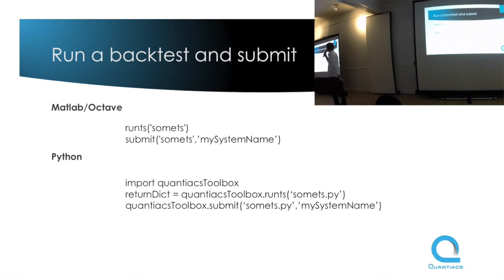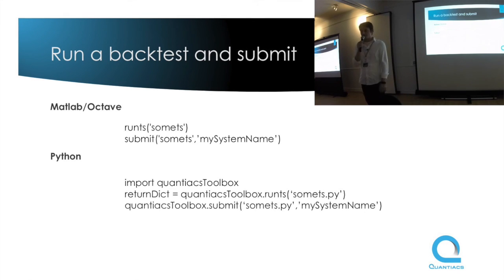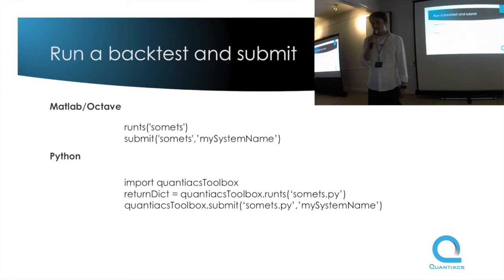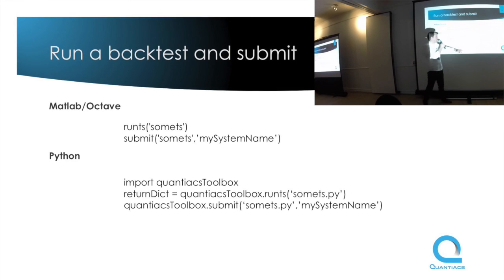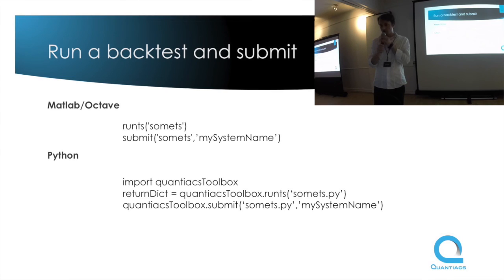Now, how to run a backtest. If you have installed Python 2.7 already on your computer, I will walk you through that in a minute. You just need to import the Quantiacs toolbox. This is our open source toolbox that has all the backtesting routines written in it, and call the method runts, run trading system, and this runs the backtest of the file sumts.py that contains the logic of the trading strategy.